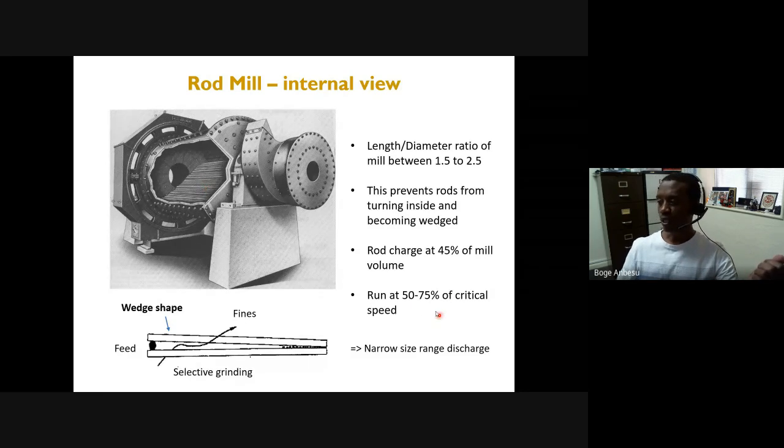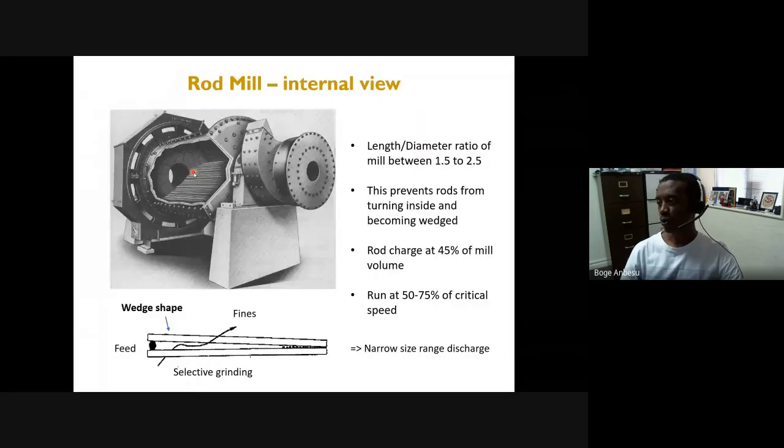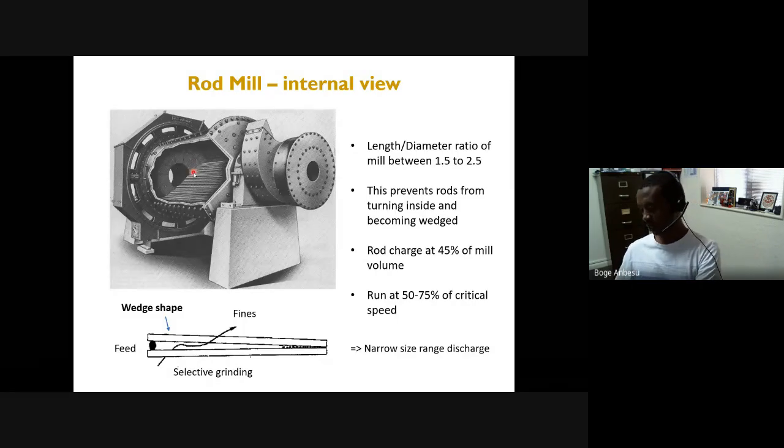And we usually rotate the mill at about 50 to 75% of the critical speed. And the majority of it is occupied by the rods, so about 45, 50%. The same with the others, so the same with the ball mill and with SAG mill as well. A large proportion of it, not SAG mill, a ball mill, may have about 50, 45% of the volume occupied by balls, and a rod mill about 45% of it occupied by the rod itself.